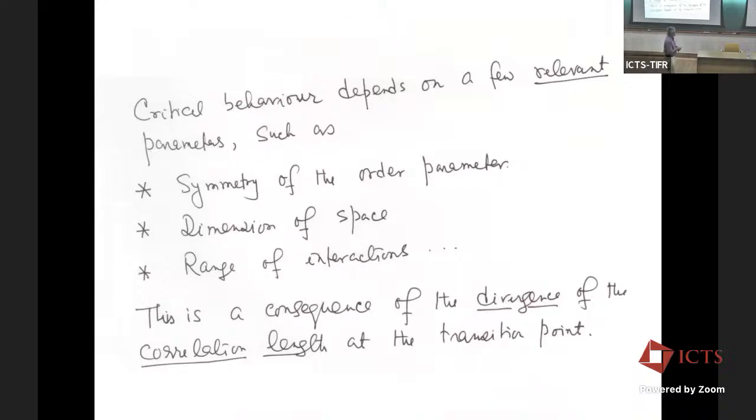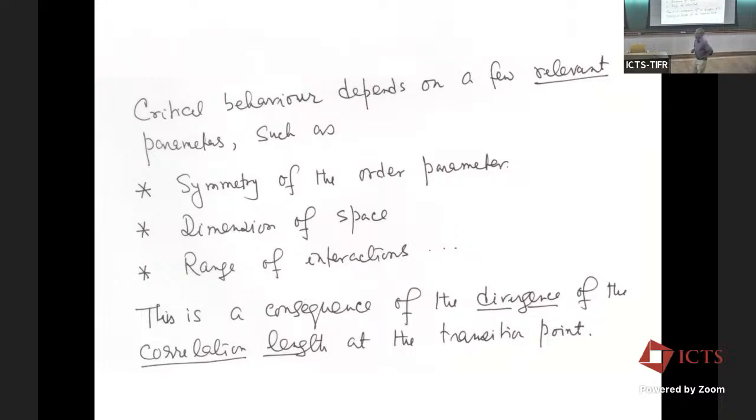As I said, there are only a few parameters which are called relevant in this particular context, like the symmetry of the order parameter, space dimension, range of interactions, and so on, which are relevant in the sense that they determine the value of the critical exponents. There are different systems for which these things are the same, but many other things can be different, and they will still show the same critical behavior. And that is what we are talking about when we talk about universality.